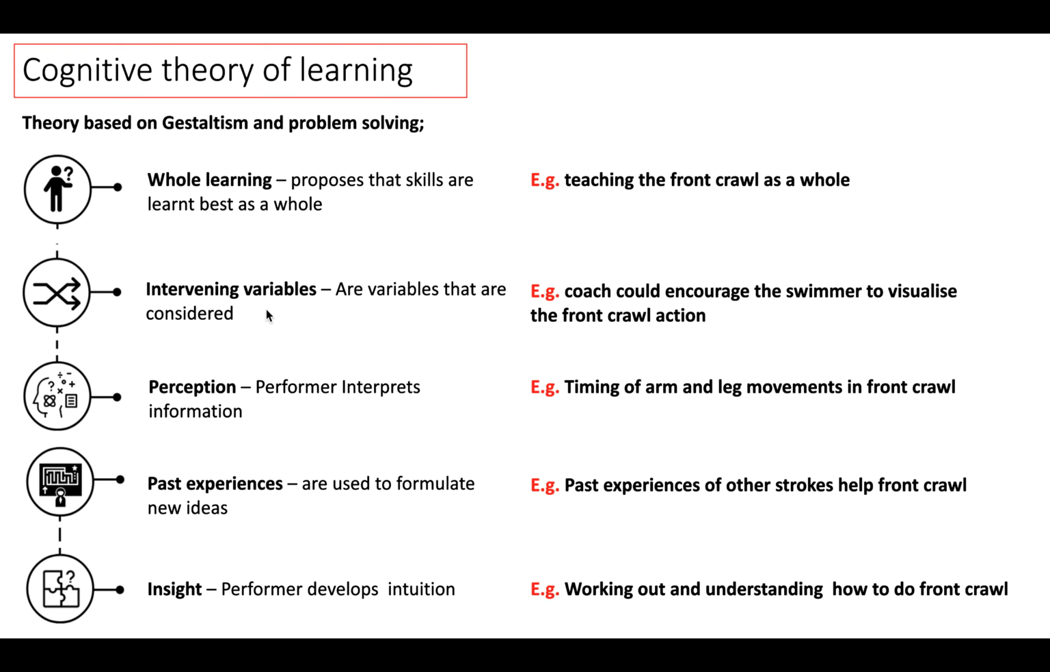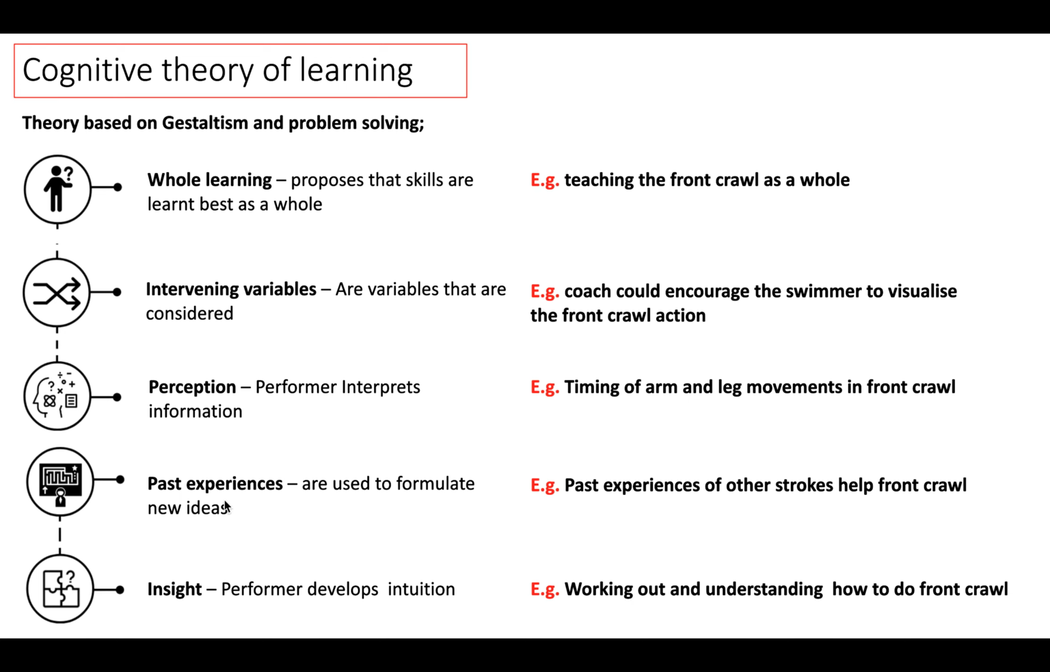We also have intervening variables, i.e. variables that are considered. So for example, a coach could encourage the swimmer to visualize the front crawl action. That's us considering different variables. Let's try and visualize the front crawl action in its entirety, obviously the whole skill. Then we have perception. So the performer interprets the information. For example, the timing of the arm and leg movements together in the front crawl. You have a perception of this, and this is apparently how we learn according to the cognitive theory of learning.